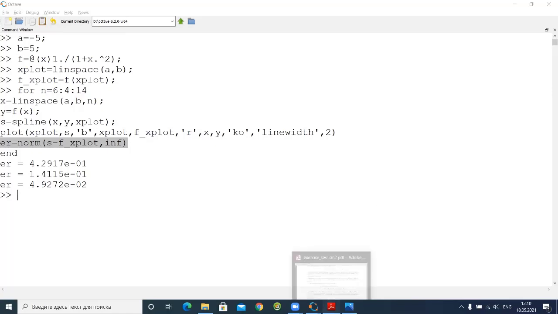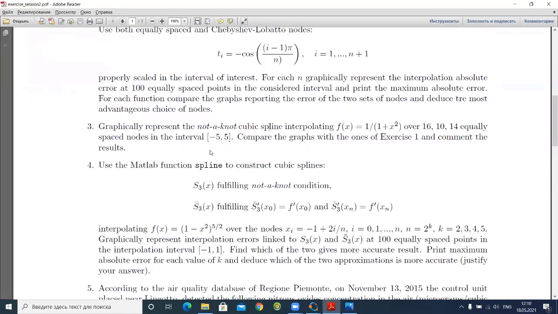I think yes. Okay, now next exercise, exercise number 4: use the MATLAB function spline to construct cubic splines. So here you can see again the not-a-knot condition, S3(x) cubic spline with not-a-knot condition, and S3 bar, fulfilling these first derivative constraints, interpolating this function.